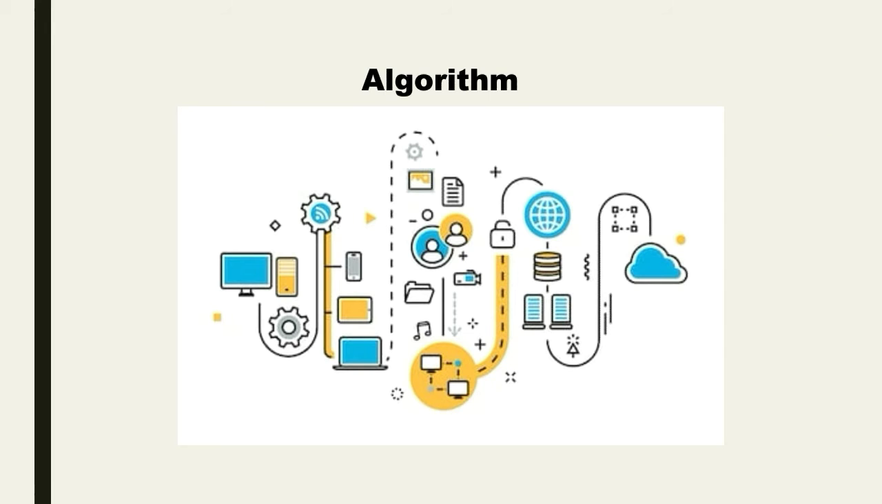An algorithm is a set of steps to solve a problem or complete a task. Each step performs a particular action. Following these steps or instructions helps in completing the task.